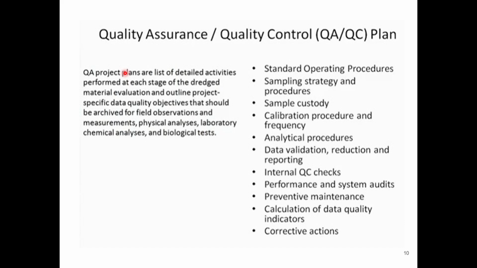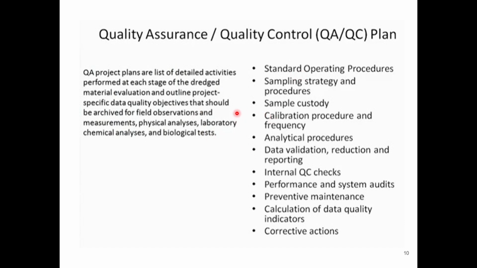So basically, the plans for the QA project are lists of detailed activities performed at each stage of the dredged material or considered material evaluation, and they outline project-specific data quality objectives that should be archived or recorded for field observations and measurements, physical analysis, laboratory chemical analysis, and biological tests.